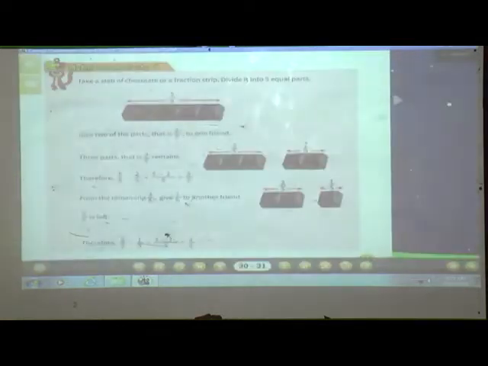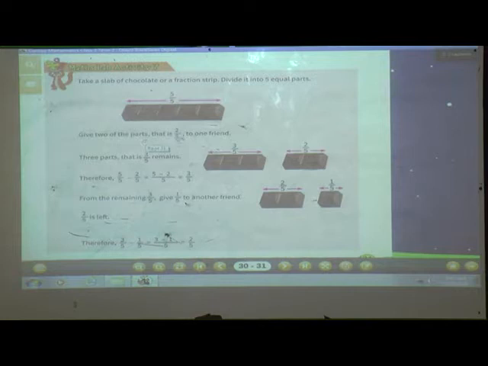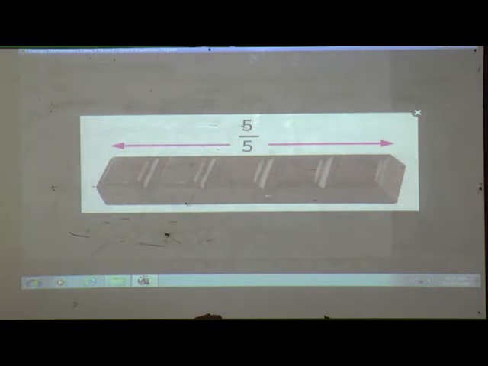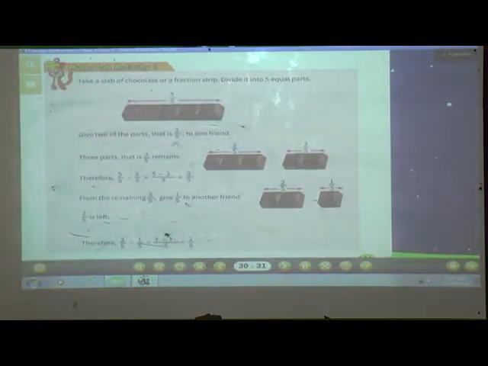Now what you have to do? Give 2 of the parts, that is 2 by 5, to one friend. Now out of this whole chocolate you have to give 2 parts of this chocolate to one of your friends. So what is the fraction of the chocolate which is given to your friend? 2 by 5. Then give 2 of the parts, that is 2 by 5, to your friend. Then 3 parts, that is 3 by 5, remains.